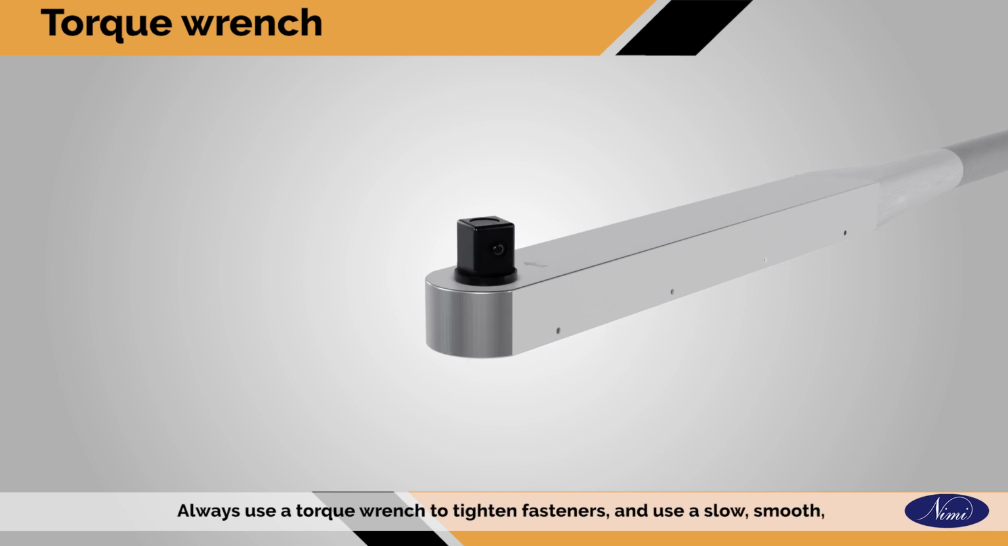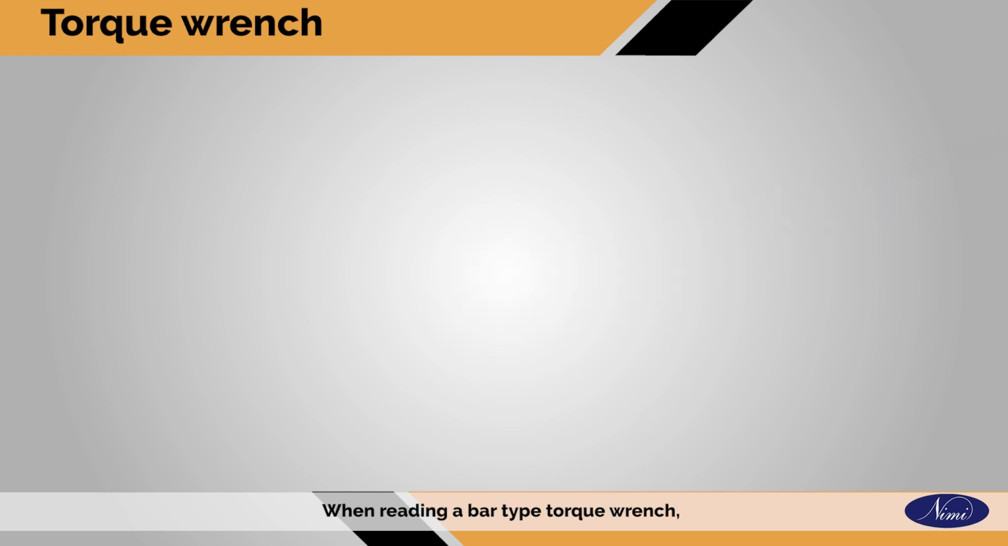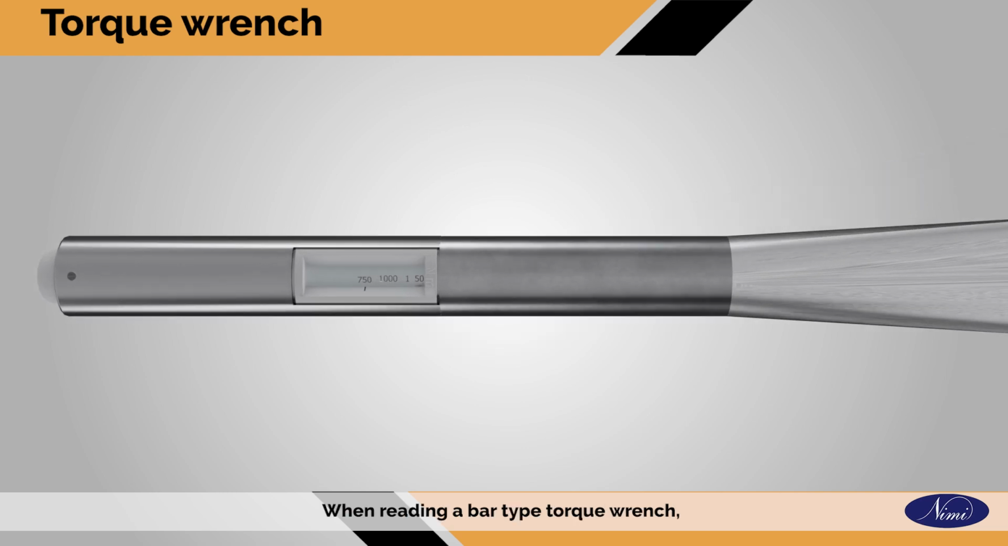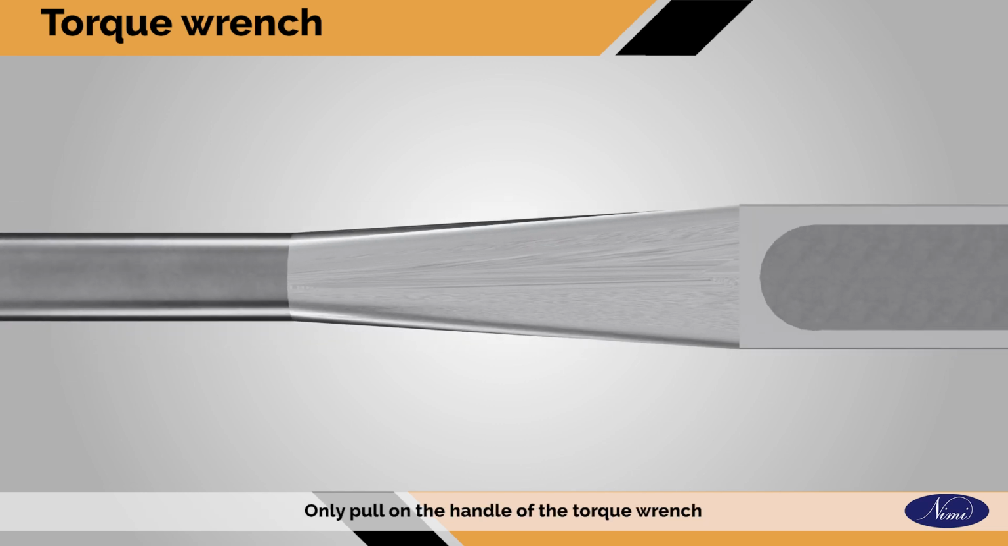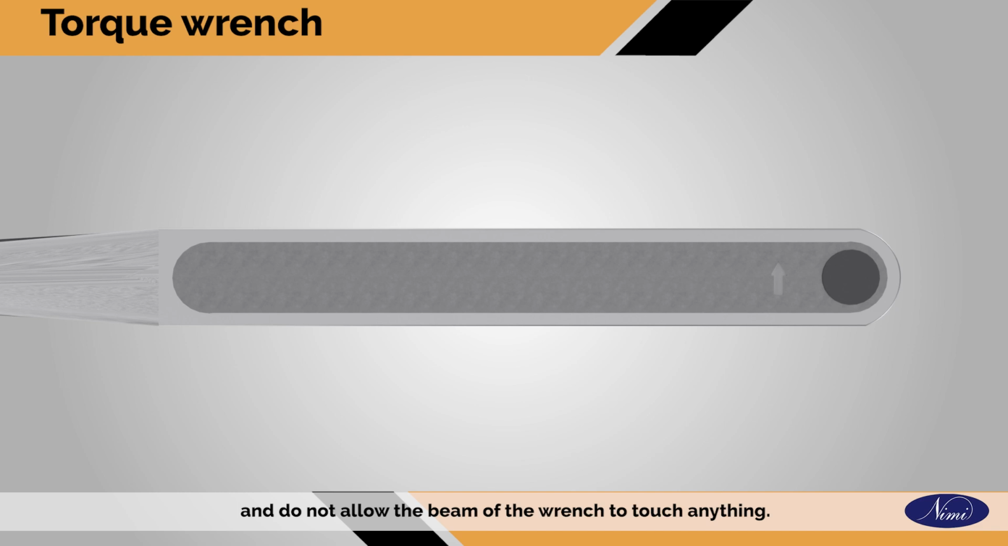Always use a torque wrench to tighten fasteners and use a slow, smooth, even pull on the wrench. When reading a bar-type torque wrench, look straight down at the scale, as viewing from an angle can give a false reading. Only pull on the handle of the torque wrench and do not allow the beam of the wrench to touch anything.